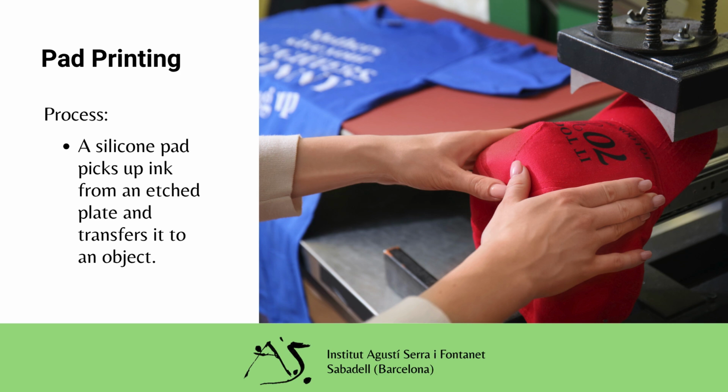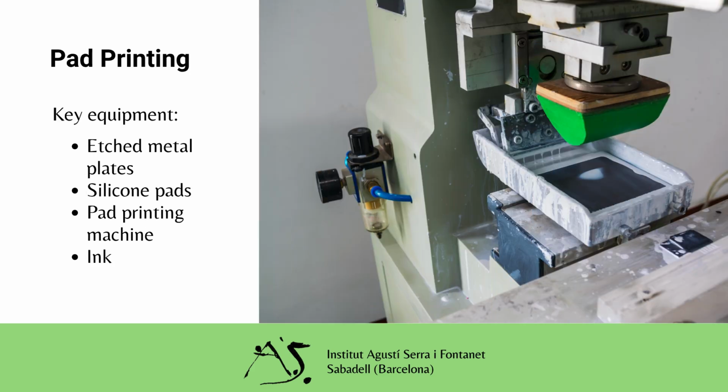A silicone pad picks up ink from a metal-etched plate and transfers it to an object. The silicone pad, highly flexible, conforms to the shape of the object. Key equipment: etched metal plates, silicone pads, pad printing machine, inks.